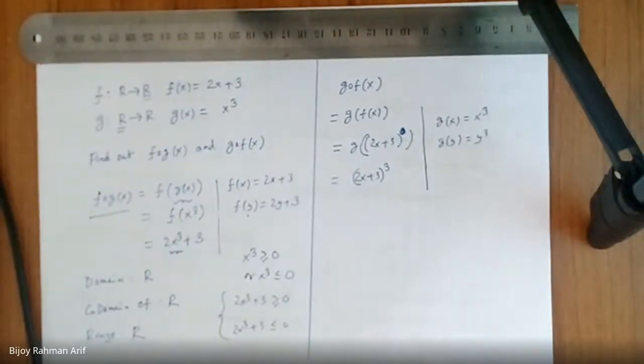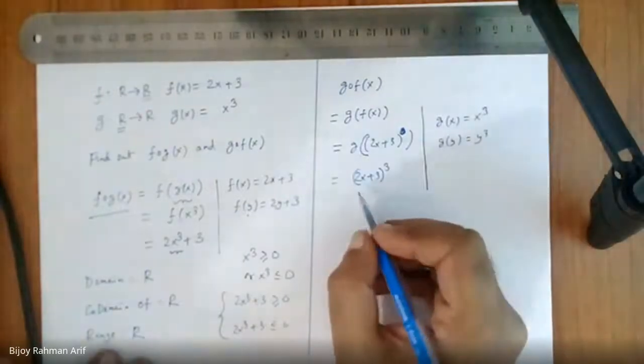For my own interest, I did this thing so that I'm not making any mistake. No problem. So it is nothing but twice x plus 3 whole cube.